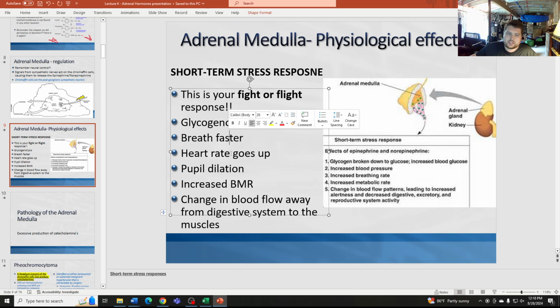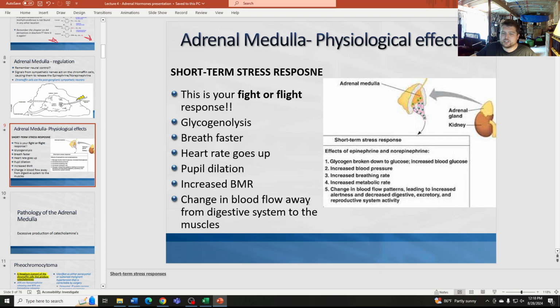We see all of these different effects. Hopefully we've seen a couple of them before up to this point, but we get that glycogenolysis, or the breakdown of glycogen. We increase our respiration rate. Our heart rate goes up to pump more blood to get oxygen to the muscles faster. Our pupils dilate to make sure that we can see, so we're bringing in more light. We get an increased basal metabolic rate because everything's moving.